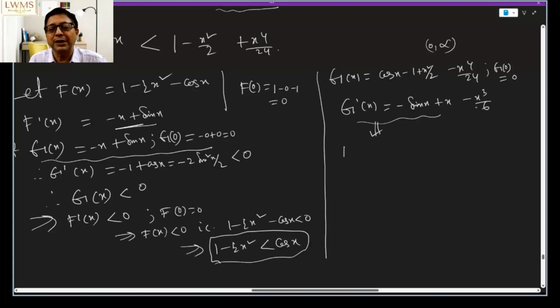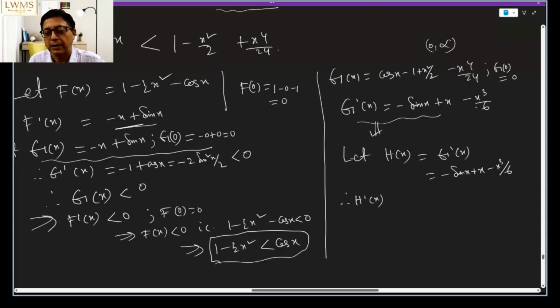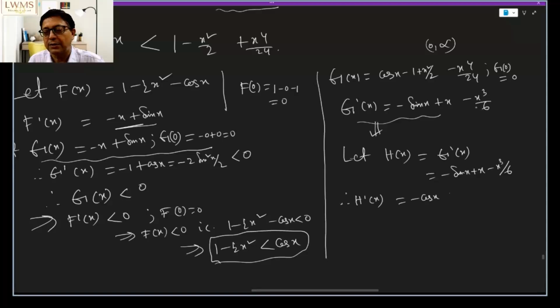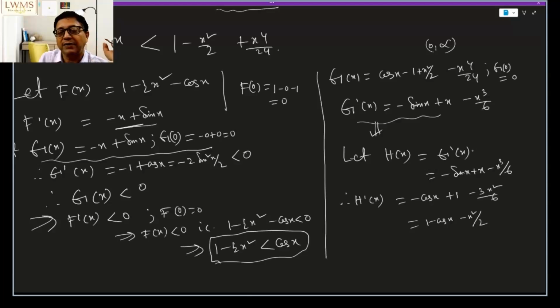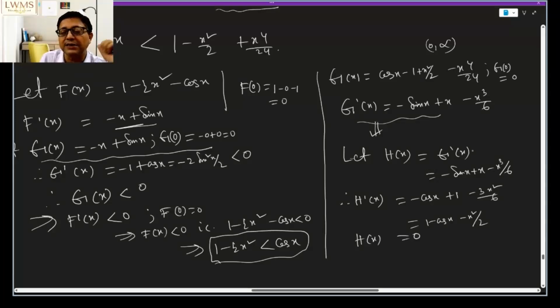So what we will assume here, let h(x) equal to this thing, g dash x, I mean minus sin x plus x. So h dash x is what? One minus cos x minus x square by 2. Again there is a problem. We are not able to decide. And very interesting to note that h(0) is coming 0 here also.